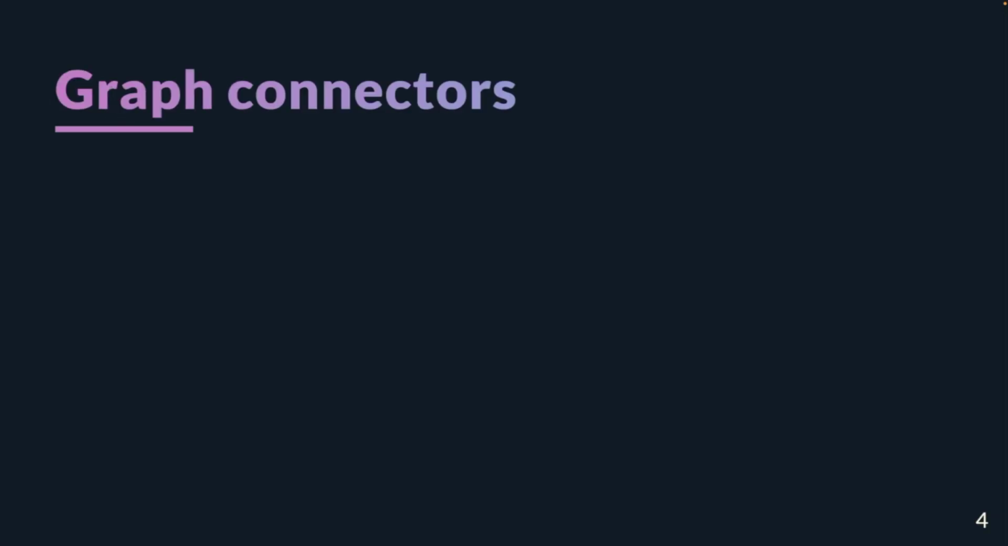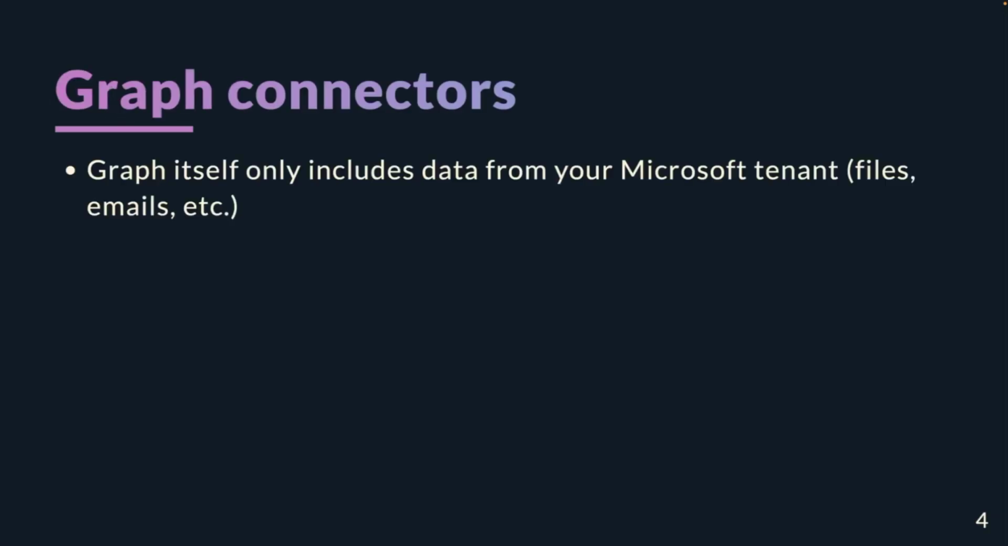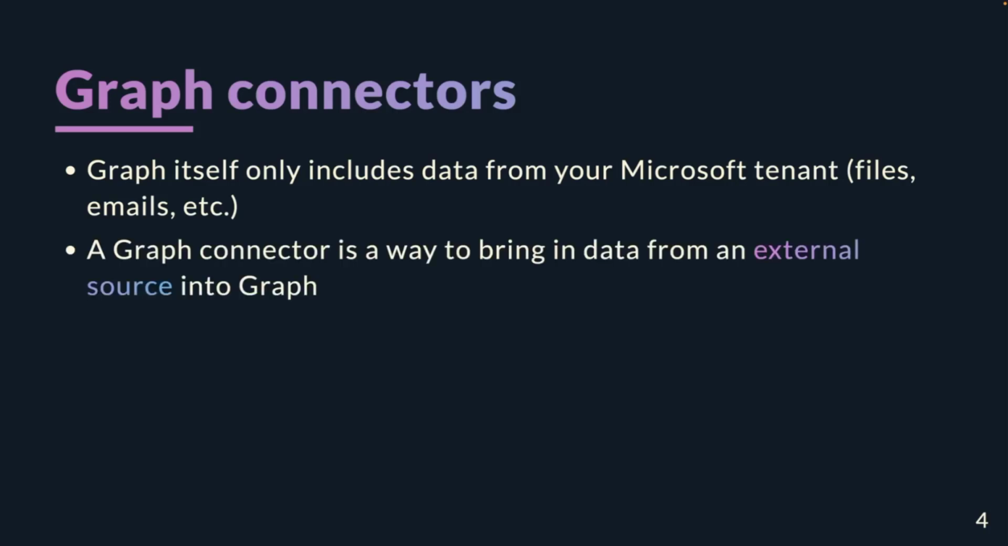So, a quick 101 on graph connectors. Graph itself only has data that's based on your own files, your own emails, calendar, those sorts of things. That's your base ground data in Microsoft Graph. Obviously, if you want external data, from external data sources, then you need to bring it in via a different method, and one way is to use graph connectors. You can use things like API plugins for another day. But we're going to talk about bringing external data into Graph, so it sits alongside things like your emails.